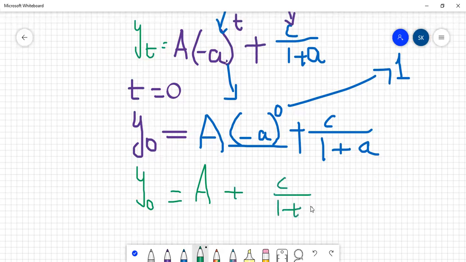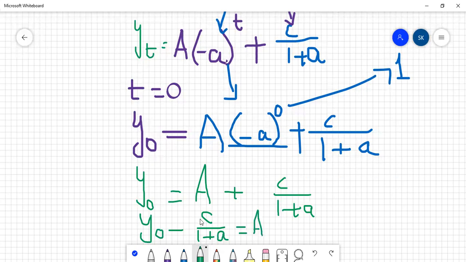Now we can find out the value of A from this whole equation. We will shift c over 1 plus a towards the left hand side. Therefore, we will get y of 0 minus c over 1 plus a is equal to A.